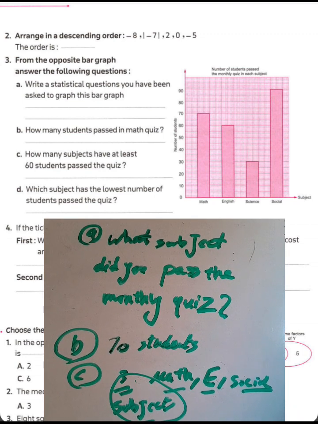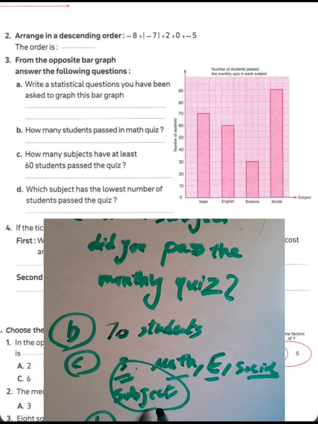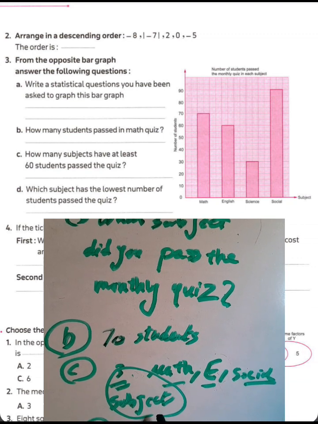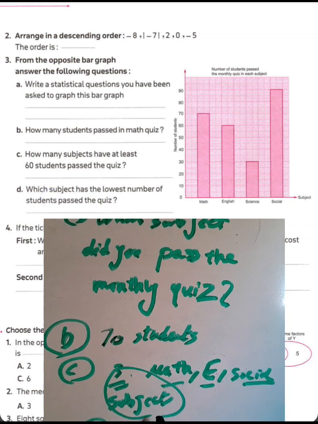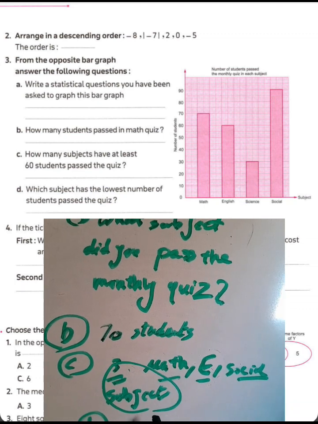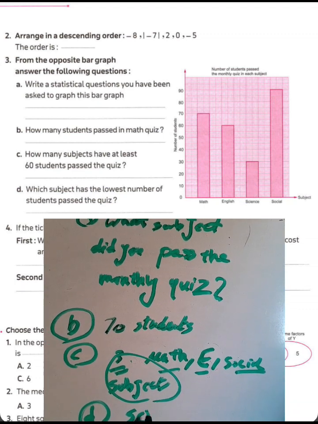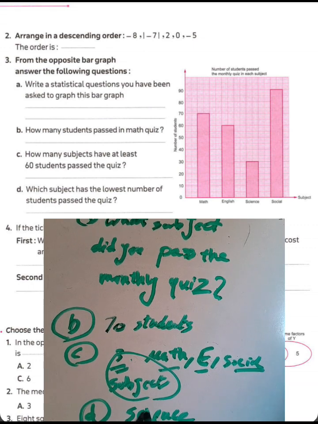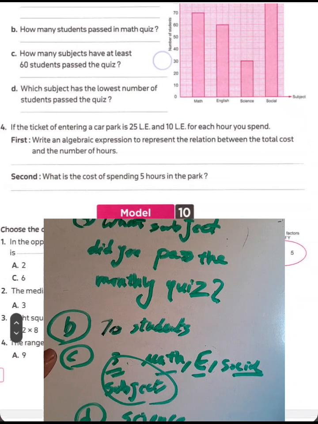Question letter D. Which subject has the lowest number of students who passed the quiz? The lowest will be science. The subject will be science.